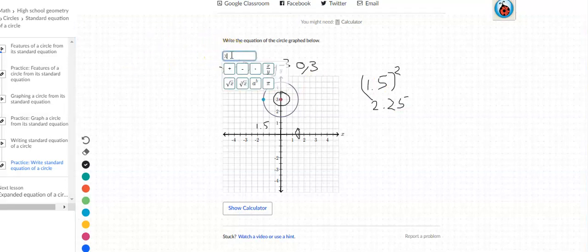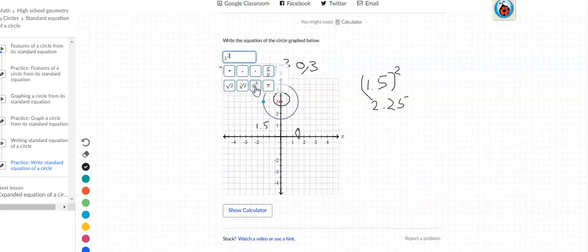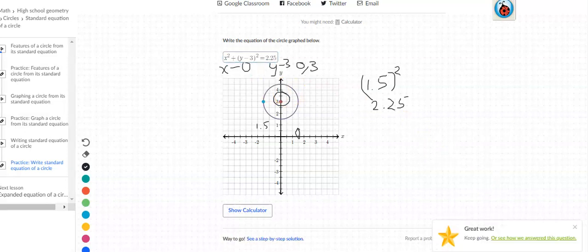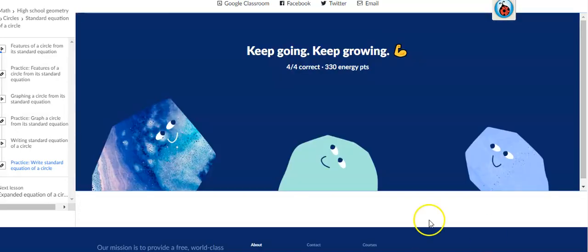So x minus 0 squared just simplifies to x squared. And then y minus 3 squared equals 2.25. And that is the end of our circle unit.